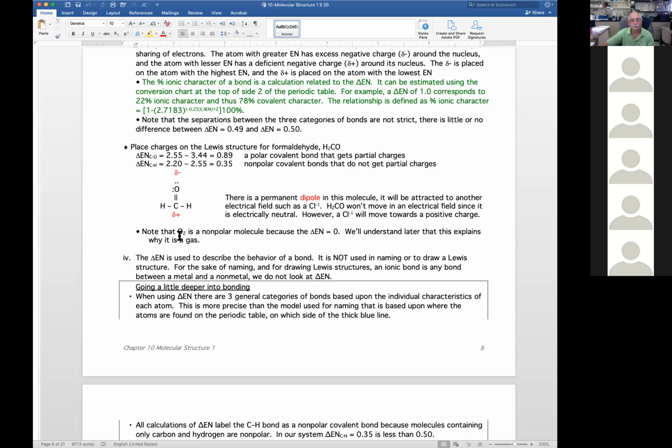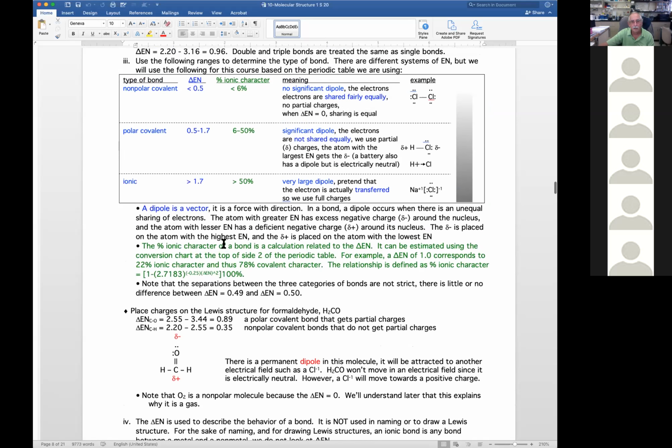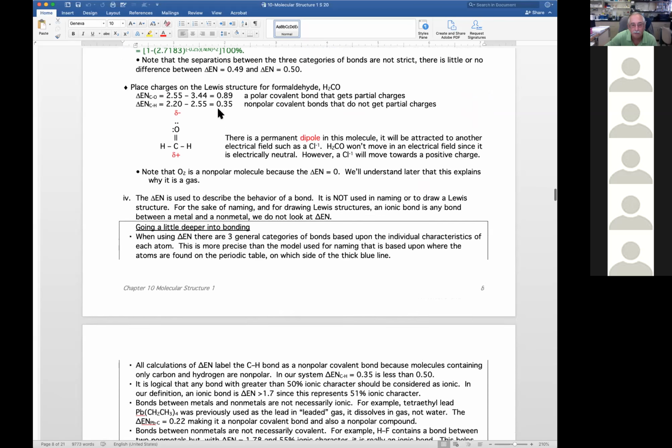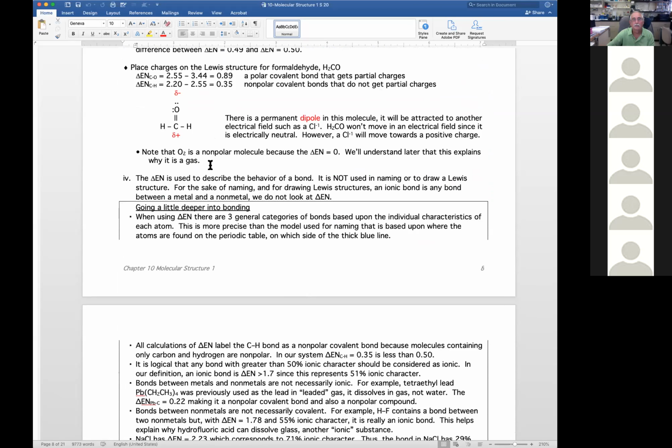And what about oxygen? Why is oxygen gas a gas? The bond has a difference in electronegativity of 0. There is no dipole in there. There is nothing in the oxygen molecule to make it act like a little magnet. That's why you find it as a gas. It's not attracted to things.